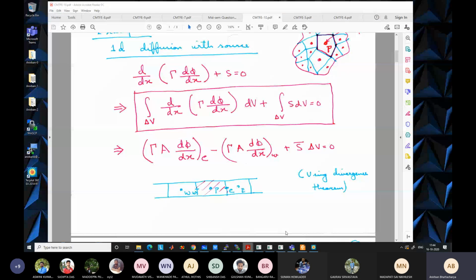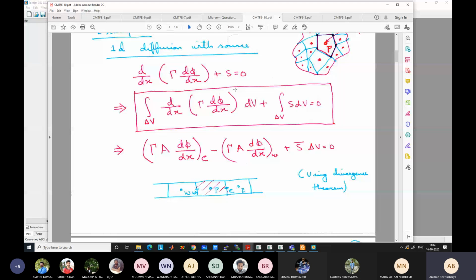So let us consider the 1D diffusion with source term: d/dx of gamma d phi/dx plus S equal to 0. Phi is the dependent variable. It can be temperature, it can be velocity, or it can be chemical concentration. Accordingly, gamma may be thermal conductivity, viscosity, or mass diffusivity. Okay, it is loaded.